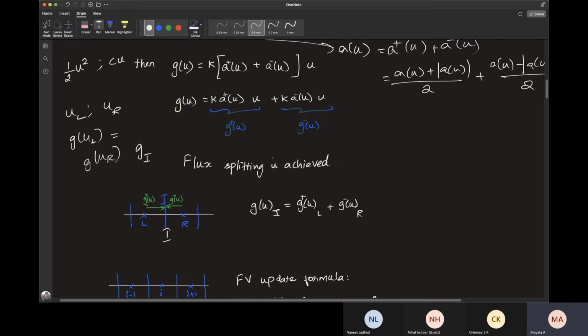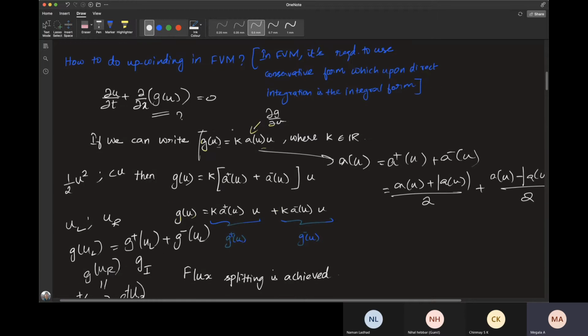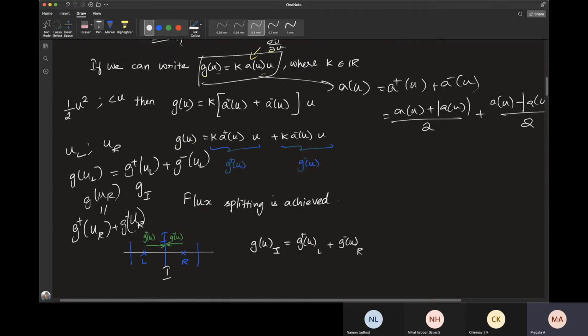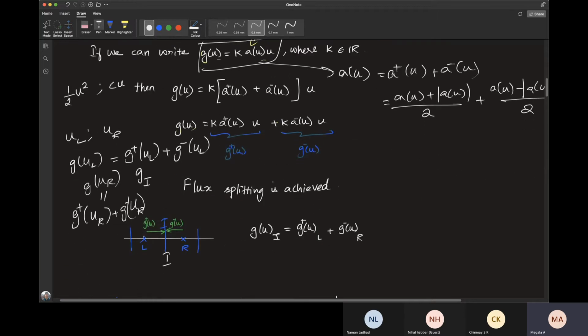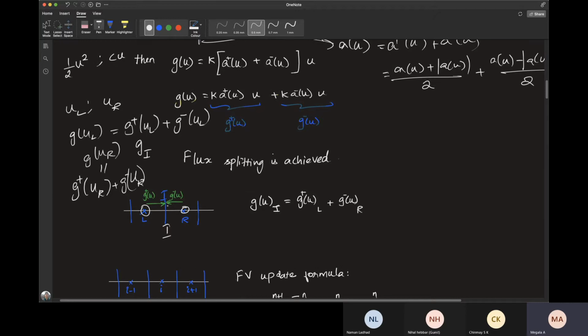The flux at UL will be split up into G plus at UL plus G minus at UL. Similarly, flux at UR will also be split up into G plus at UR and G minus at UR by the same method that we have discussed now. By this assumption, we can do this splitting. I mean, this can happen only at the cell interfaces.